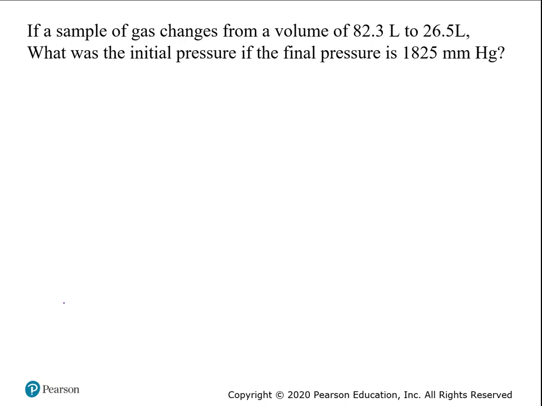So when I look at this, I see two units that have liters. Those units are what? Volume. So I know that this is a volume, and I know that this is a volume. The initial pressure is the final pressure. And 1,825 millimeters of mercury, that's a what? That's a pressure. So if I see volume and pressure, then I know I'm going to need Boyle's law.